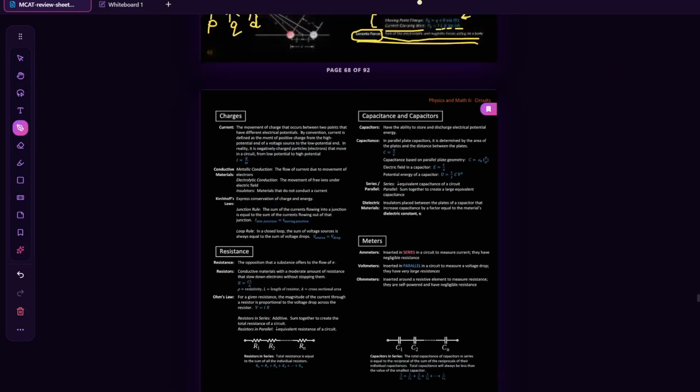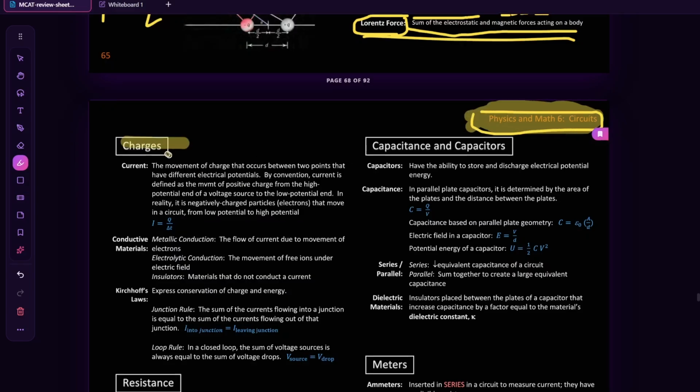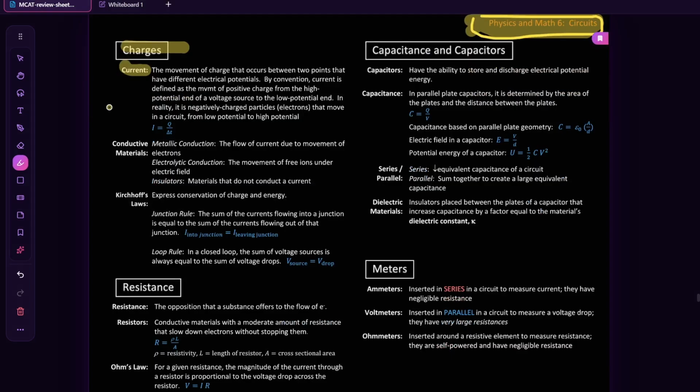All right, so now we can go over circuits. Circuits have a nice flow from what we were learning before about the electric field. So we can start off by getting to know charges and current. Current is simply the movement of a charge between two points that have different electrical potentials. Remember, potential is basically like saying electrical height. So current is charge flowing from a high point to a low point, like water flowing downhill.